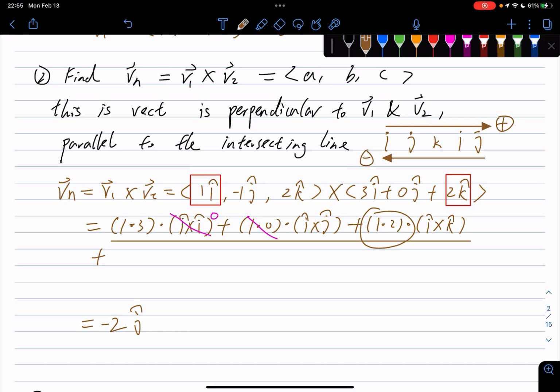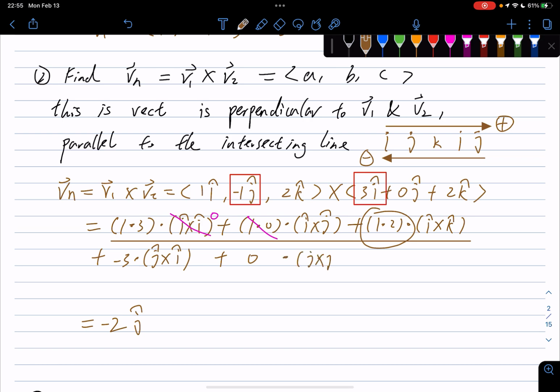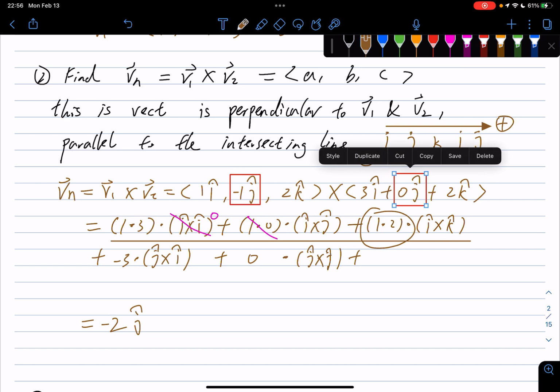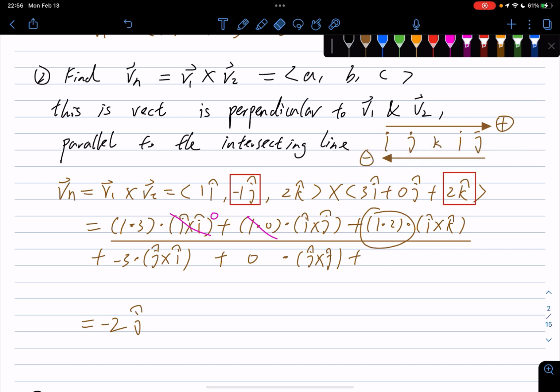Okay, so let's repeat again for this vector, and then we're going to repeat the whole process. So I'm going to go ahead and remove this red box. I'm going to multiply with the first component right here. So we're going to get -3, and then times j cross i, and then plus 0 dotted with j cross j, and then plus j times j cross j, and then I'm going to have -1 times 2, so -2 times j cross k.